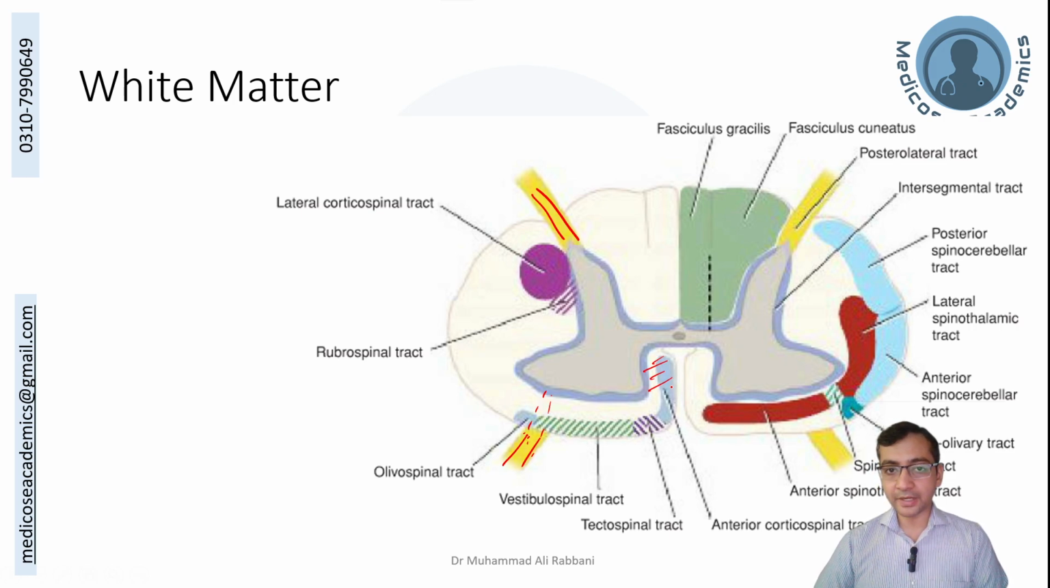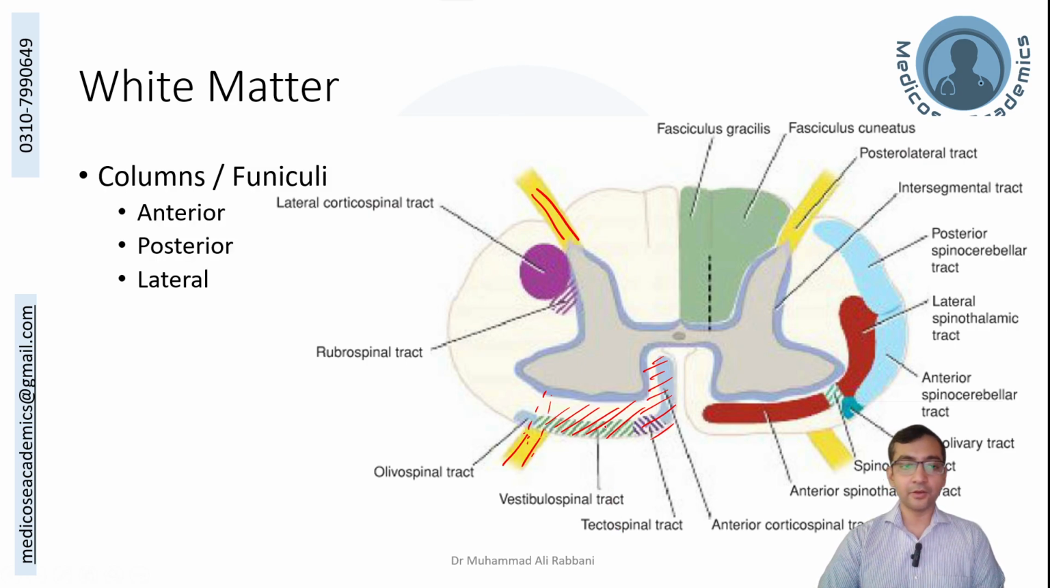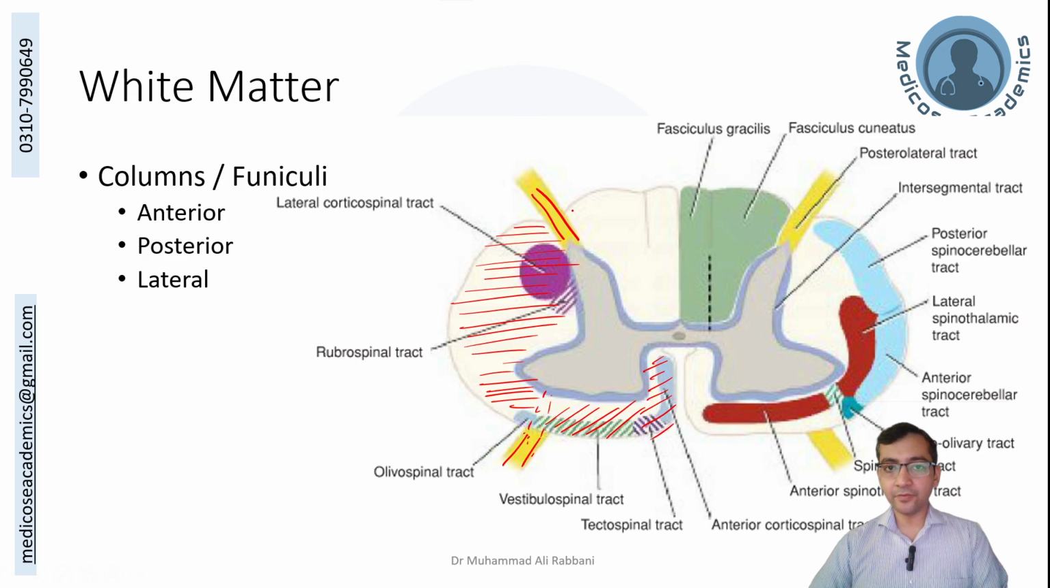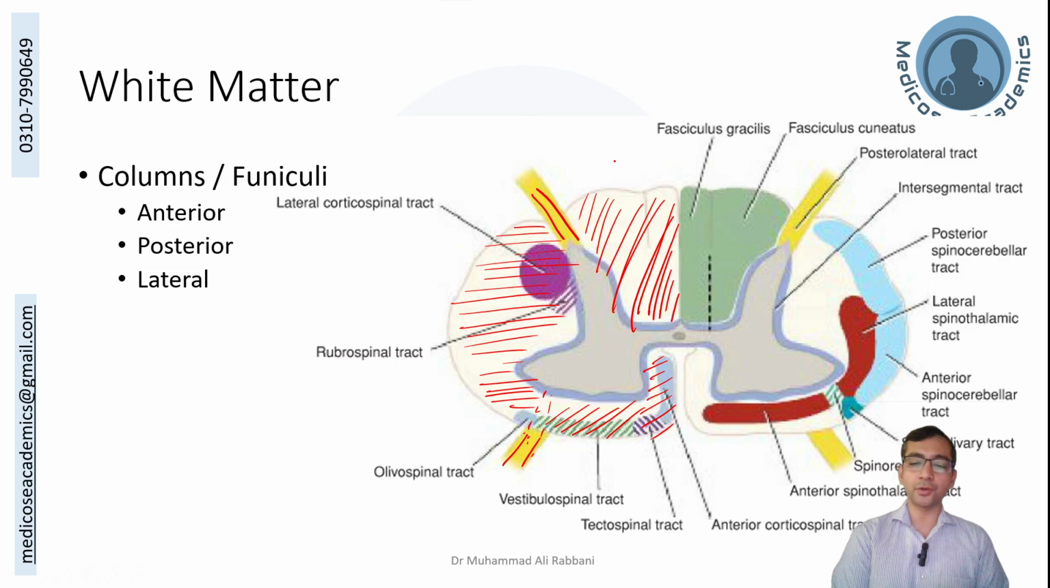Anything from the midline, the anterior midline, that is the anterior fissure, all the way to the anterior roots, this is called the anterior funiculus, anterior column. Everything from the posterior root all the way in front to the anterior root is called the lateral funiculus. And everything from the posterior midline all the way to the posterior root is called the posterior funiculus.